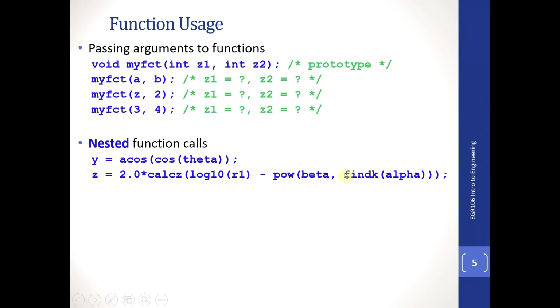So I have a custom function find k. I've sent it down to alpha. It will calculate the power between find k and beta. It can do the log 10. It can multiply all these things. We can do calc z as a custom function. It will do all these things in order, and it will be totally fine doing that.